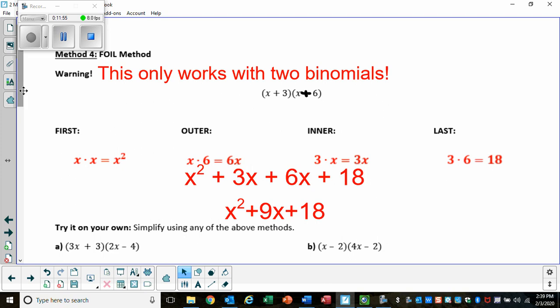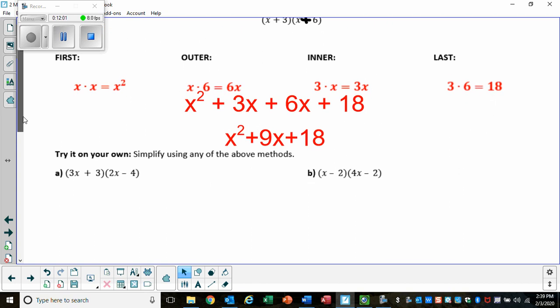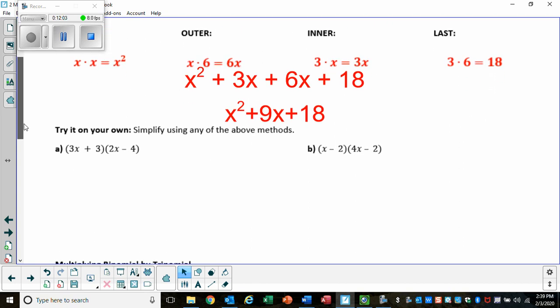Okay? You guys are going to try these two on your own. You can use any of the 4 methods I just showed you. It is up to you. My suggestion would be to practice a different one for each one. Okay? And we will talk about those different methods in class.